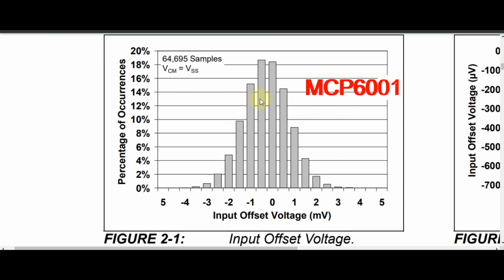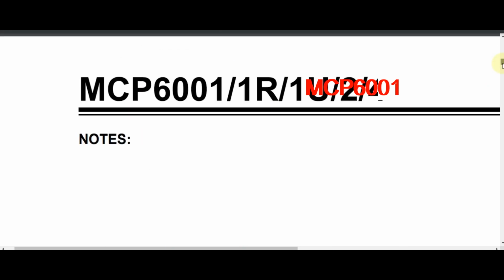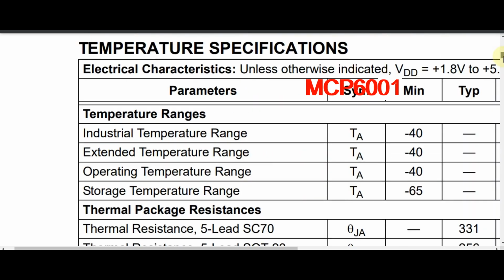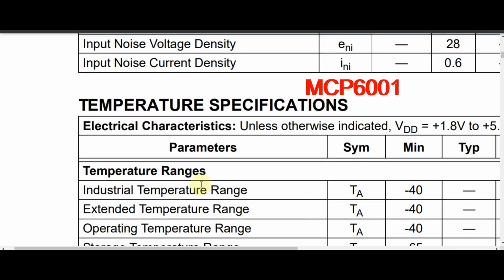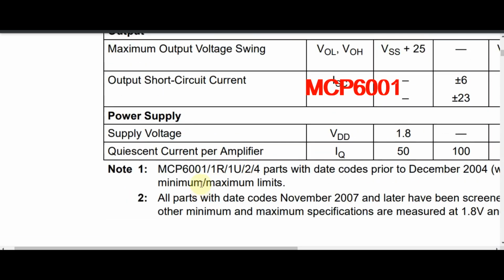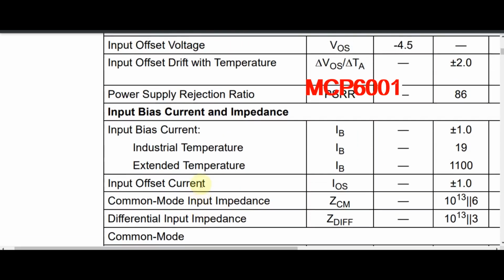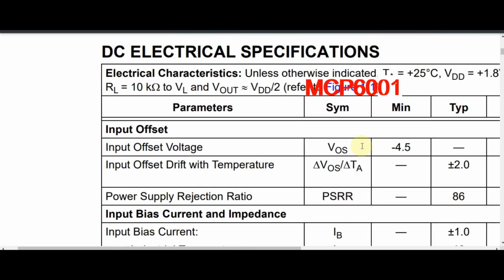This graph, right? If you go and look at the data sheet of this operational amplifier, what is the name of this operational amplifier? This is MCP6001. So if you go and look at the data sheet, and look for the input offset voltage, let me show you somewhere here. Maybe it is defined as, right? The input offset voltage is here, you can find.